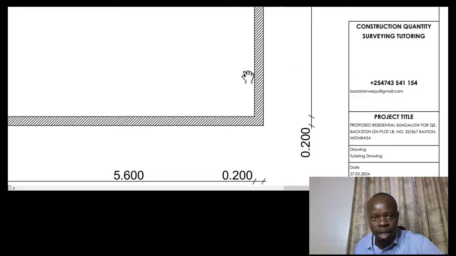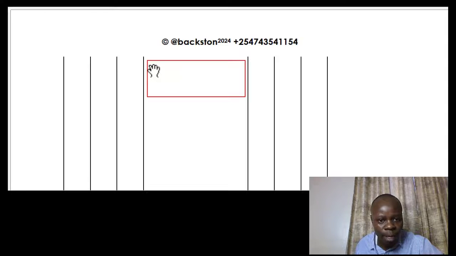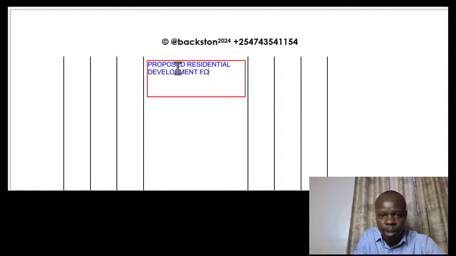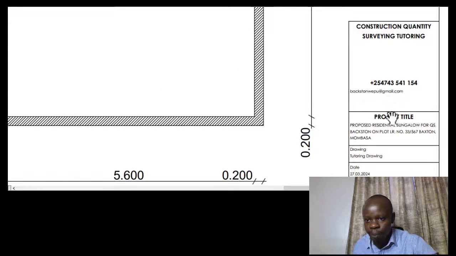So you check your right hand side corner or at the bottom, you'll get the title of the project. Once you have the title, then you go to your dimension paper and identify what you have. Okay, so that one is stating proposed residential development for... just confirm what you have. It's at this part, residential bungalow for QS Buxton. You indicate everything to detail.